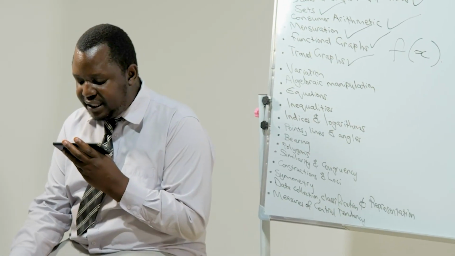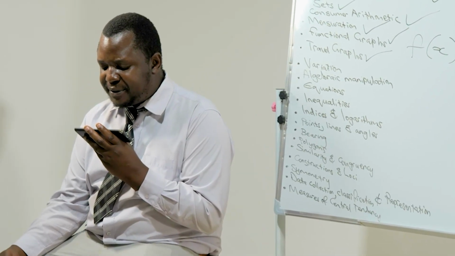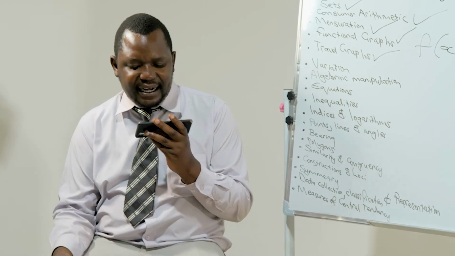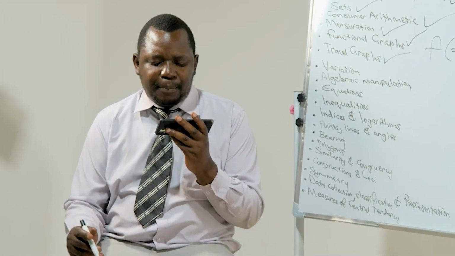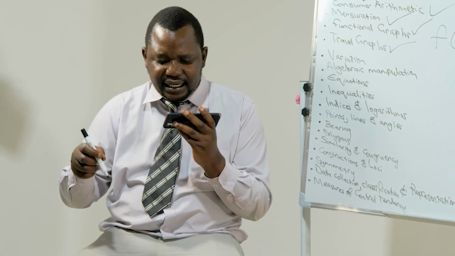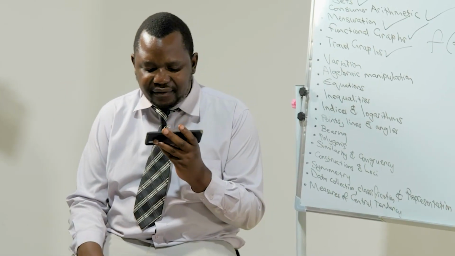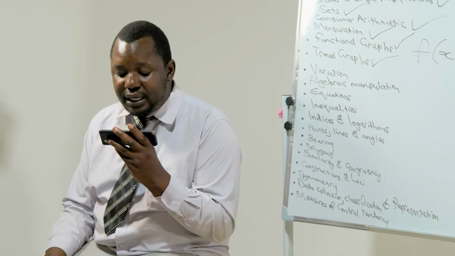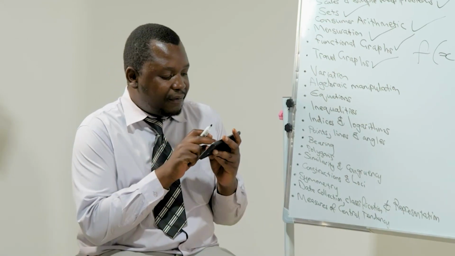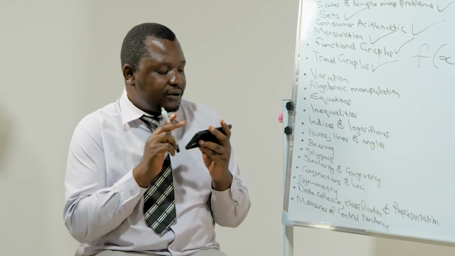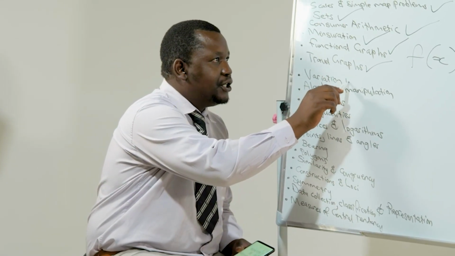Suggested notes and activities: discussing relationships showing direct or inverse variation, discussing examples of direct and inverse variation, sketching graphs of direct and inverse variation, and last but not least, solving problems involving variation. So variation is now water under the bridge.